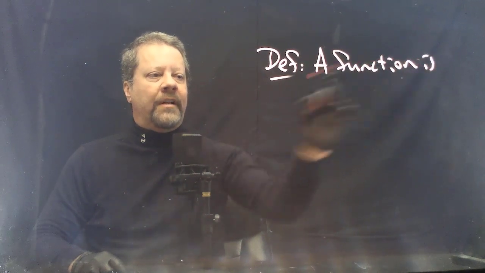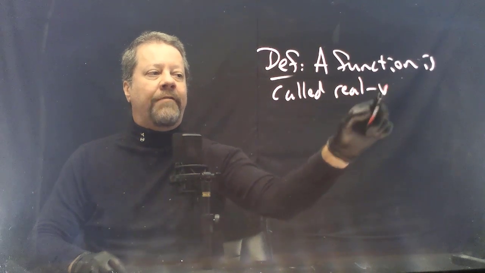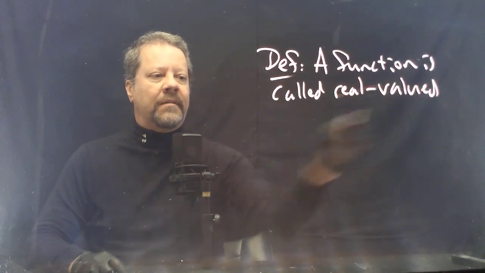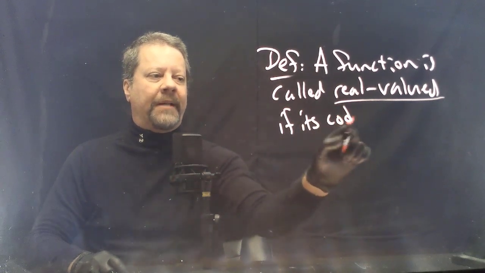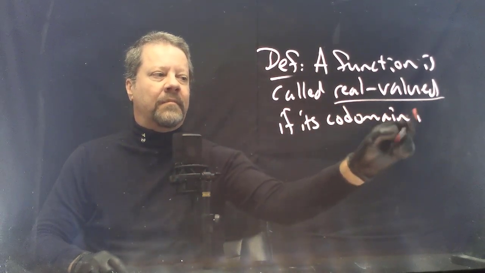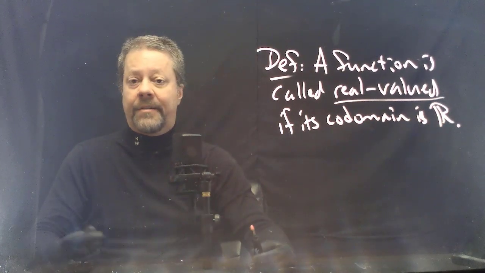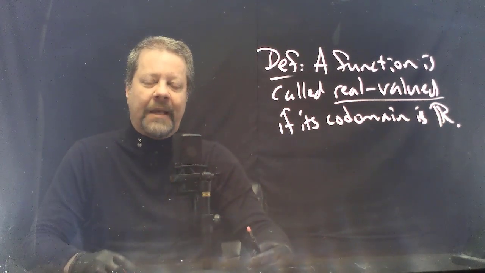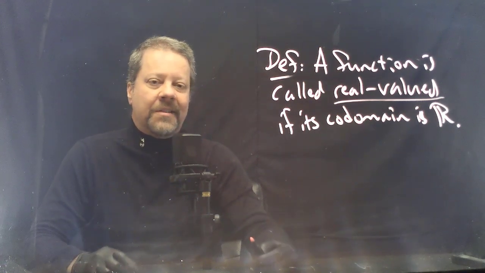A function is called real valued if its codomain is the set of real numbers. It is integer valued if the codomain is the set of integers. Complex valued if the codomain is the set of complex numbers.